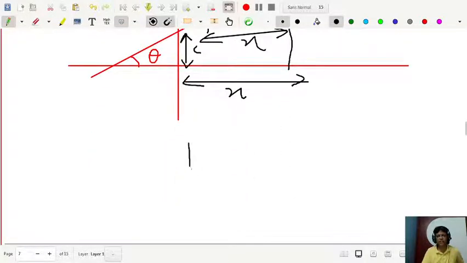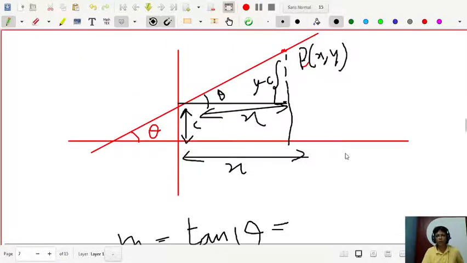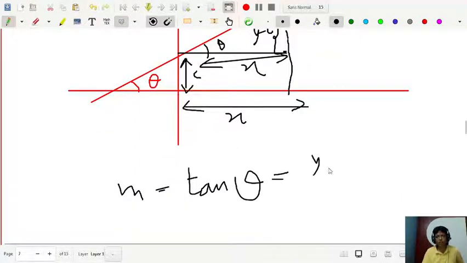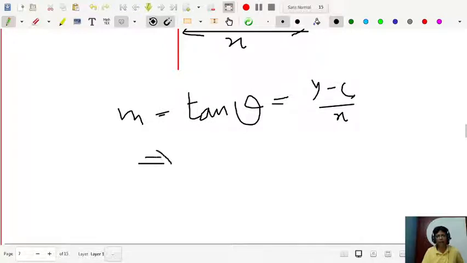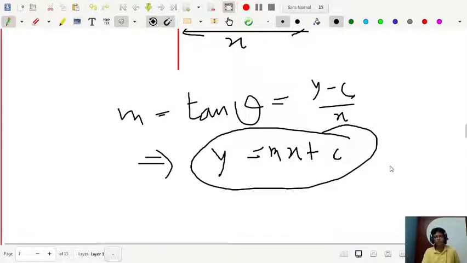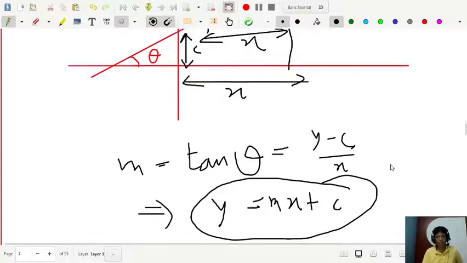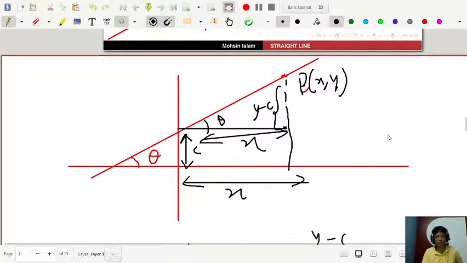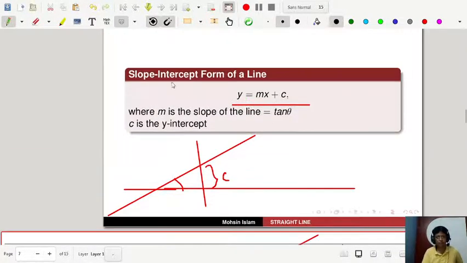So what is your tan theta? What is your m equal to tan theta? m equal to tan theta equals perpendicular by base, so y minus c by x. If you cross multiply and simplify, y equal to mx plus c is the slope intercept form, right? So this is one of the general forms of the straight line. Any line can be written in the slope intercept form.